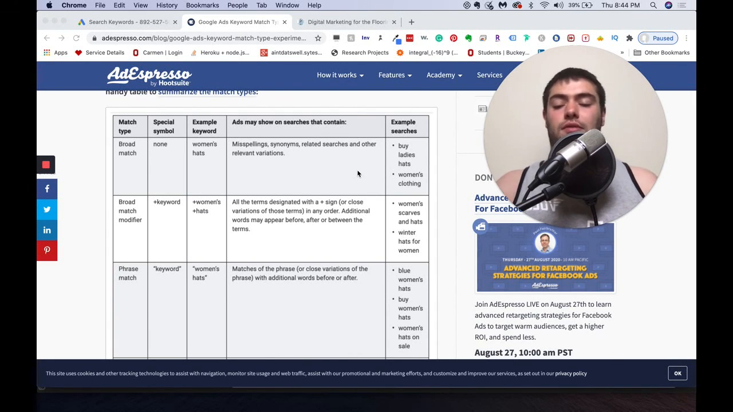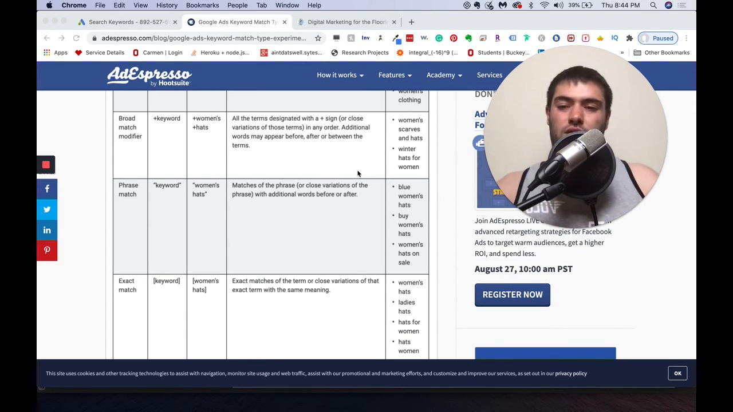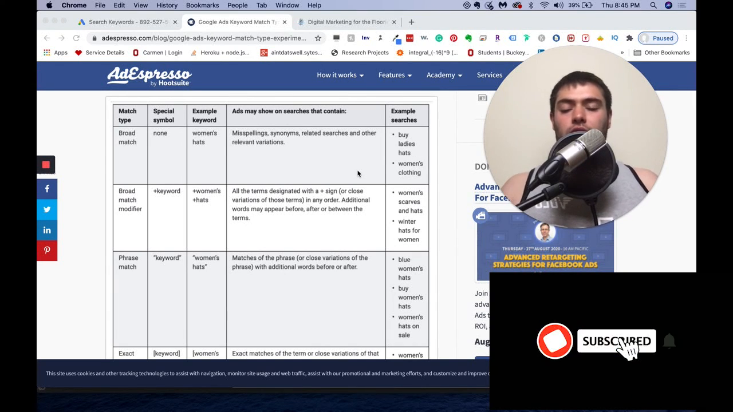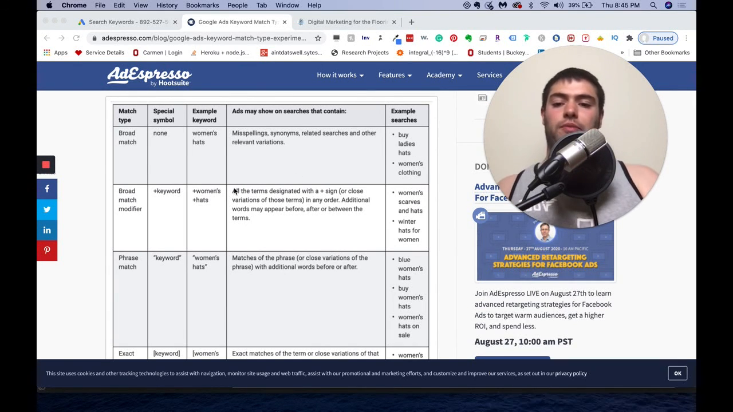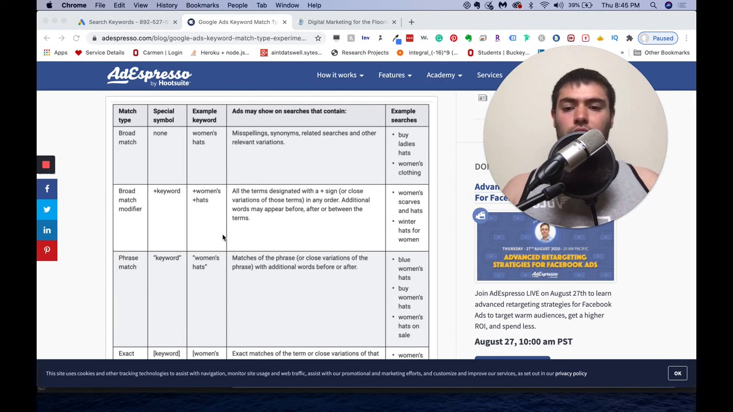Next is the broad match modifier. There's a little plus sign that goes in front of it to let Google know that that's the kind you want to use. So an example keyword that you would put in to target would be plus women's plus hats. So it's that whole phrase. It's basically saying anything with a plus sign is going to have close variations of those terms in any order. They might be flipped around, but they're still going to be pretty similar. And additional words may appear before, after, or between the terms.